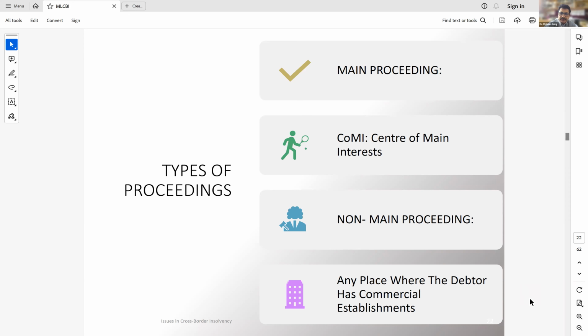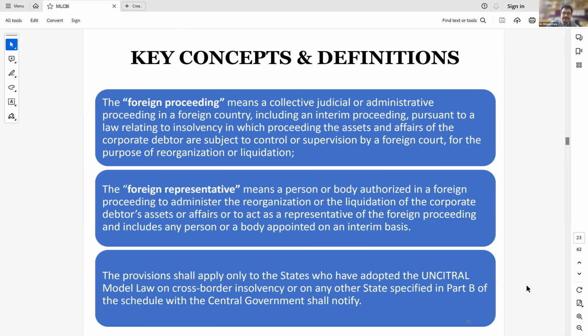The main proceeding. What are the types of proceeding? Ultimately, it boils down to how the case is filed and which type of case will be recognized. So the model law recognizes two types of proceedings. One is the main proceeding, which is based upon the center of main interest, or COMI. And secondly is the non-main proceeding, which depends upon the place where the debtor has a commercial establishment. This is provided in the UNCITRAL model law, and this is also provided in the draft Part Z.